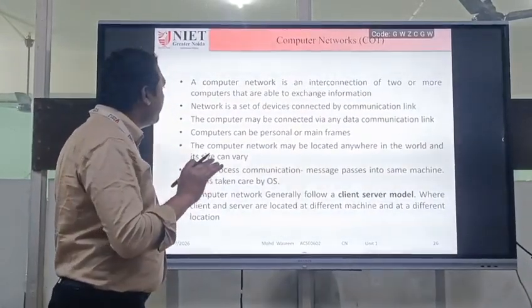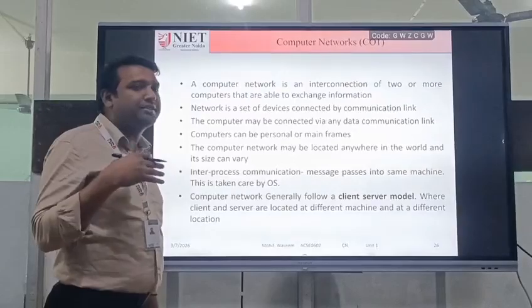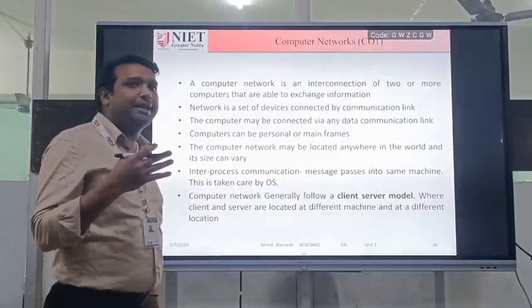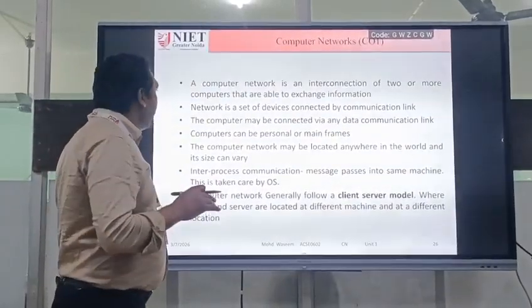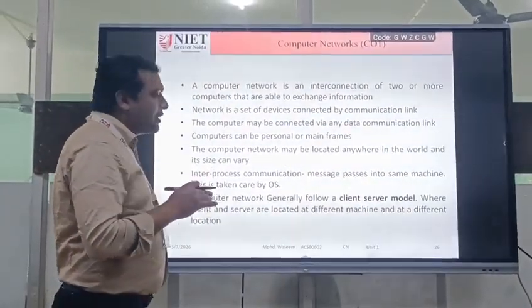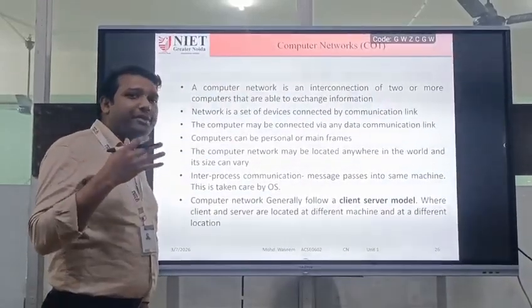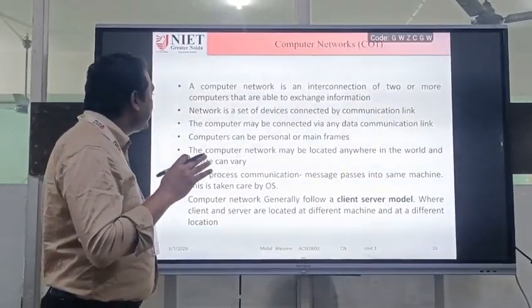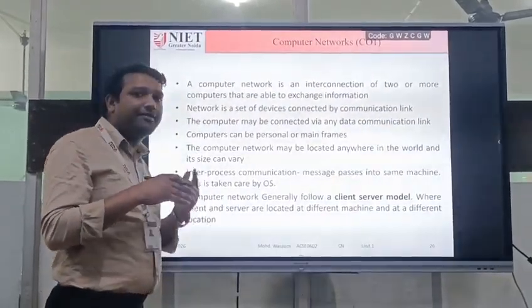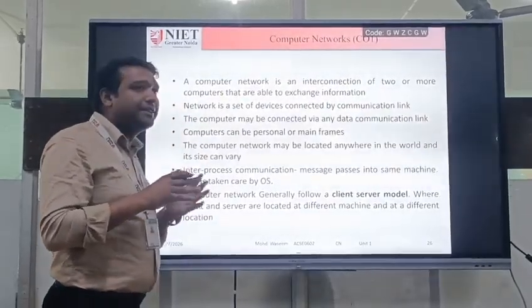Next, the computers will be connected by a data communication link. It can be fiber optic cable, coaxial cable, or any kind of data link cable can be used for the connection of the internet or for the connection of the computer basically. Computers can be personal or mainframe. Computers can be of different types. It can be a personal computer or it can be a very huge computer like a mainframe computer. Next, the computer network may be located anywhere in the world and its size can vary.